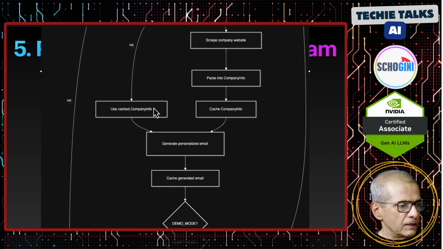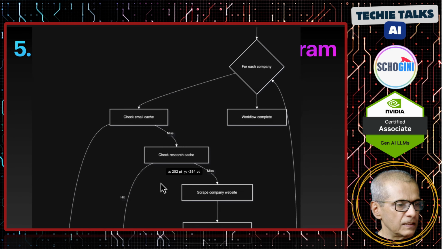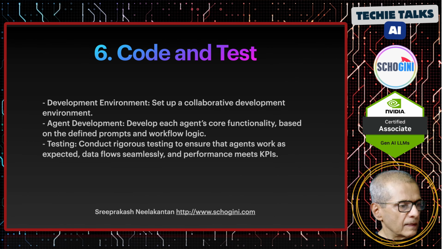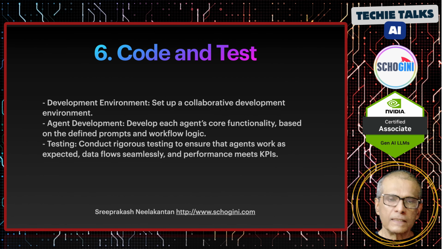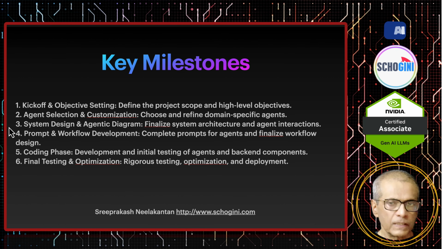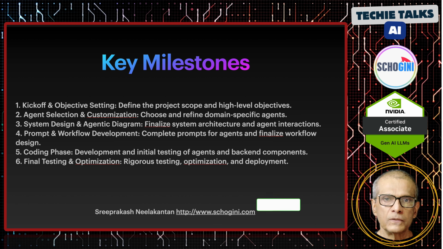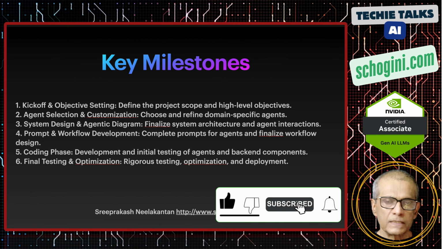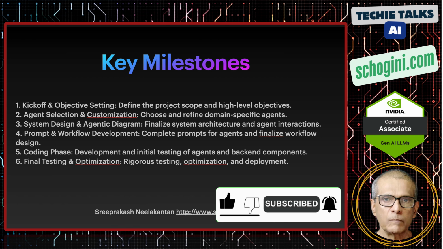Okay, so you can use a Mermaid charting tool to create such diagrams. And then finally, code and test. So here I have listed 6 steps. You can use this as a template to engage with your clients. So if you have an AI automation agency, this can be a nice template.